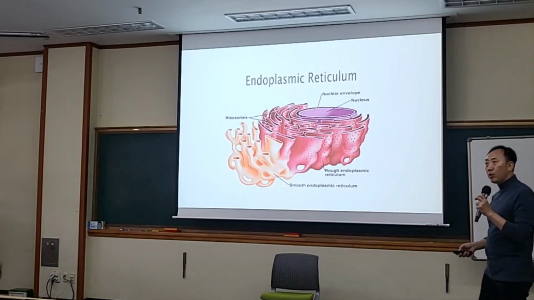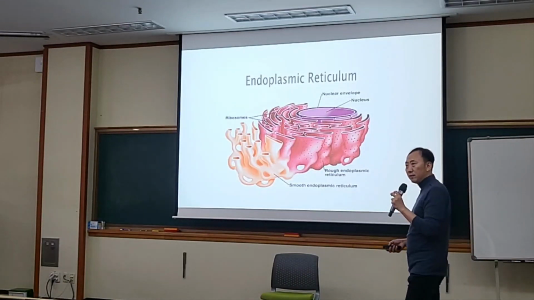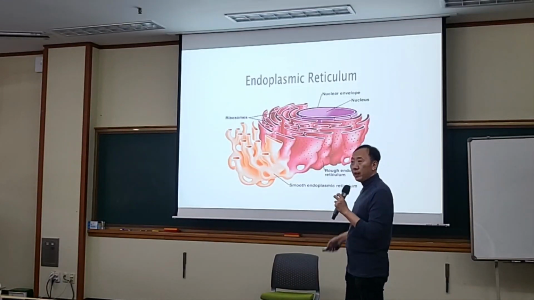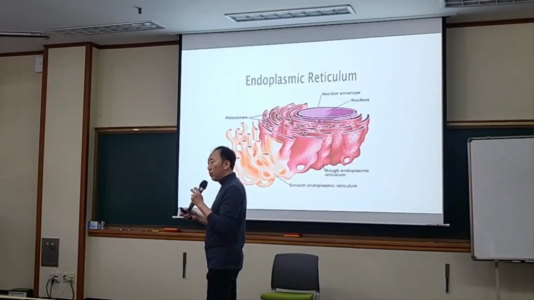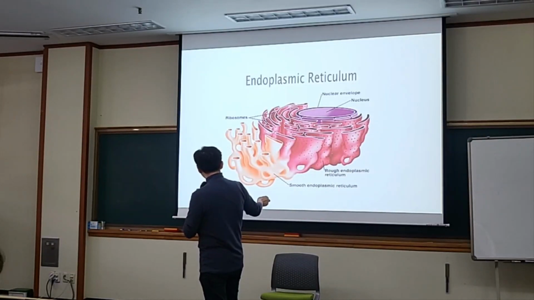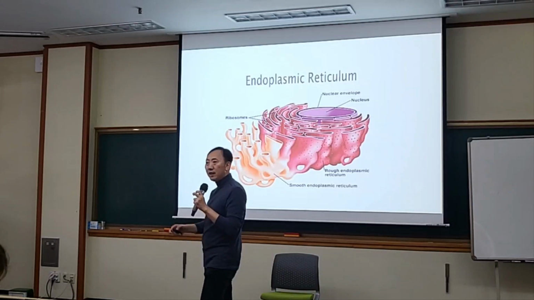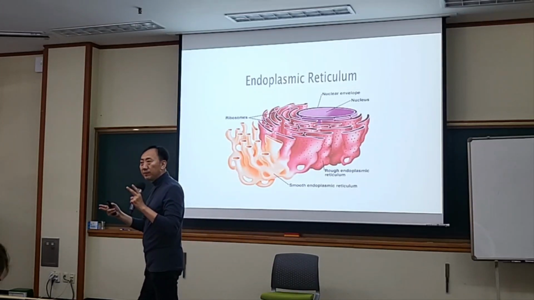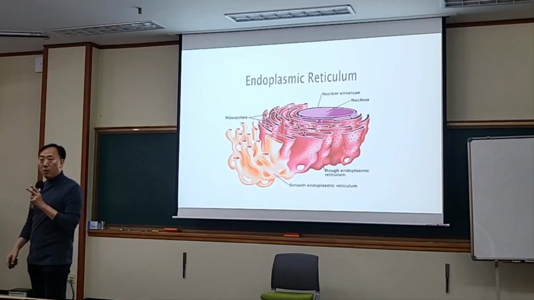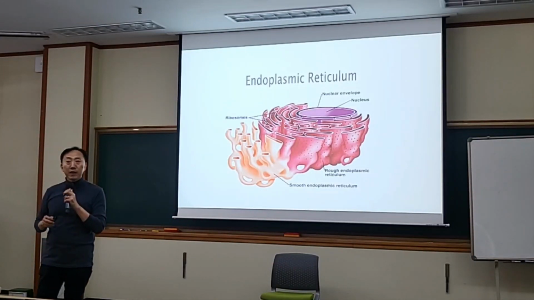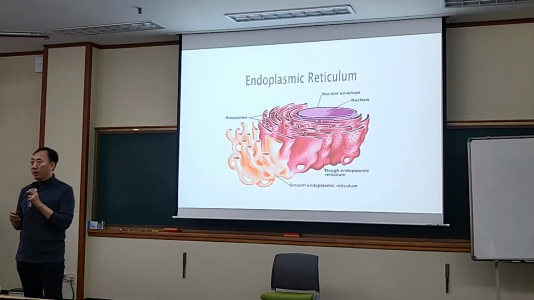So if I ask you which one is more inside, yes, the rough ER should be closer to the nucleus. It is the protein synthesis part. Once the proteins are synthesized, they are first modified in the smooth ER, and then outside of that there is another body, the so-called Golgi body, where another modification process is ongoing.